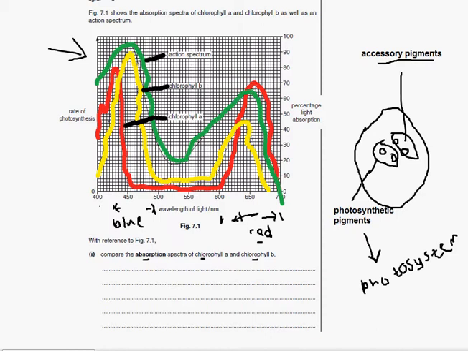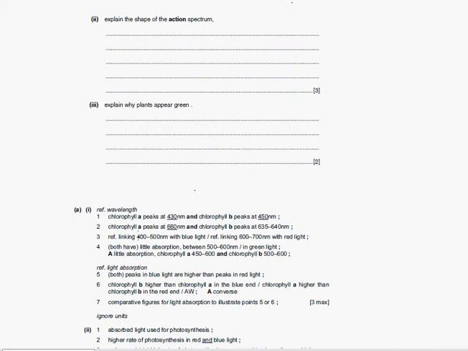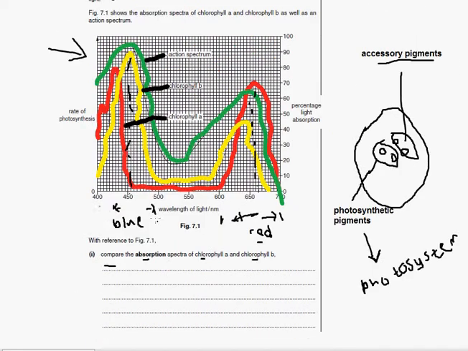We should be quoting the peak, right? We should have the peaks written down here. Here is around 670, and here the peak is around 460. Okay, so we should be quoting the peaks in comparisons. So that's the thing, we have to keep the peaks, okay, all the two peaks. Then we have to link 450 to blue light, and this one we have to link to red light, and then little absorption between 400 and 600 in green light. Okay, 500 to 600, there is little absorption, as we can see over here.